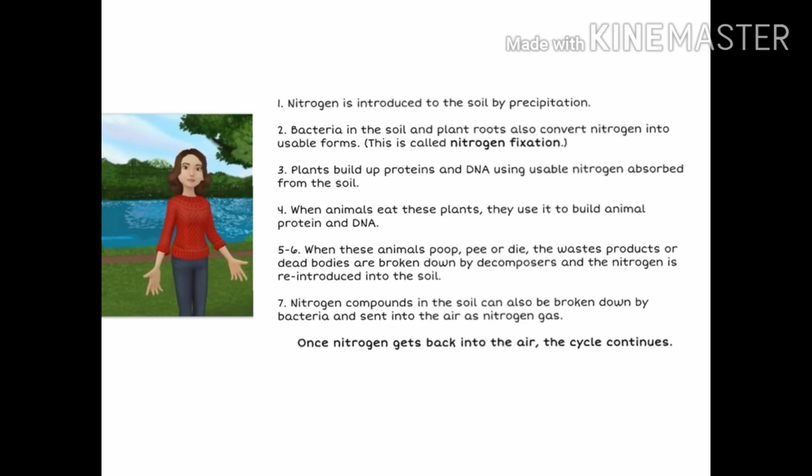5 through 6. When these animals poop, pee, or die, the waste products or dead bodies are broken down by decomposers and the nitrogen is reintroduced into the soil. 7. Nitrogen compounds in the soil can also be broken down by bacteria and sent into the air as nitrogen gas. Once the nitrogen gets back into the air, the cycle continues.